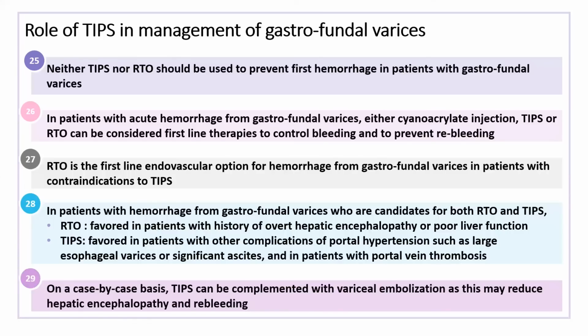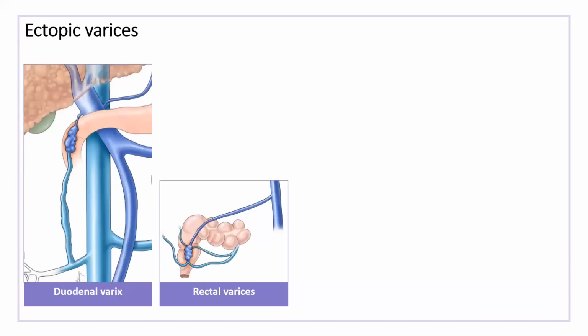Now, on a case-by-case basis, as we discussed, you still can have a lot of flow in those varices in spite of the TIPS, and TIPS can be complemented with variceal embolization as this may reduce the risk of hepatic encephalopathy and rebleeding. Now, a brief touch point on ectopic varices.